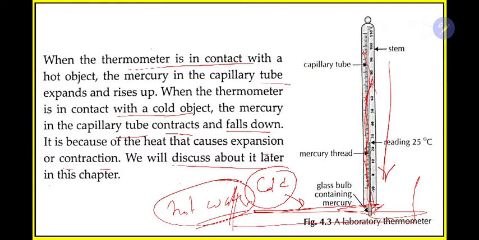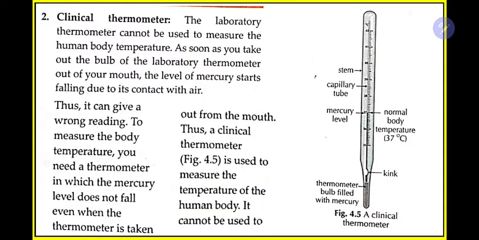In case of hot, what will happen? It will expand, the temperature will go up. But in case of cold, what will happen? The temperature will go down, it will contract. Okay, so this is all about your laboratory thermometer. Now we will discuss the clinical thermometer. What is a clinical thermometer?